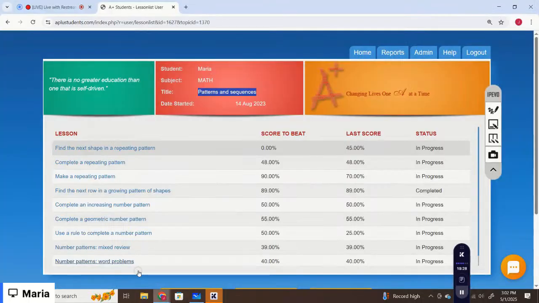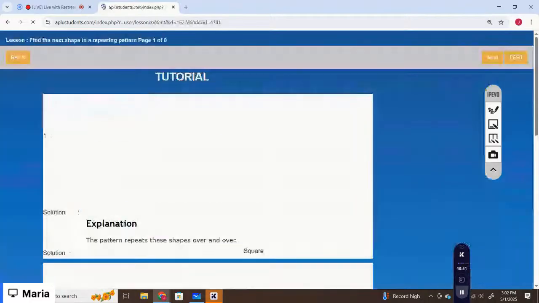Then I'm on grade 4 math. Let's just start with the lesson. Chapter we're on right now is patterns and sequences. Let's just start with the lesson that is find the next shape in repeating pattern.